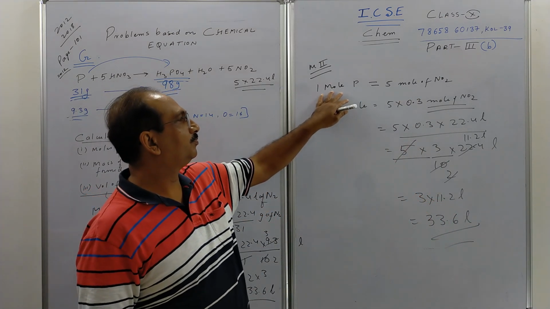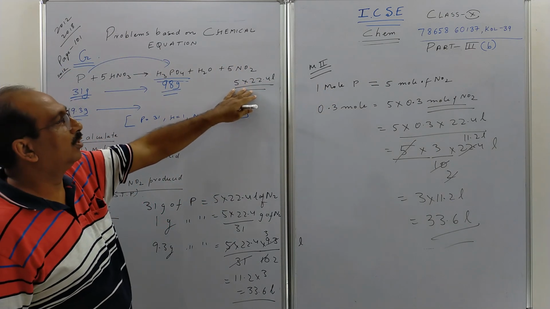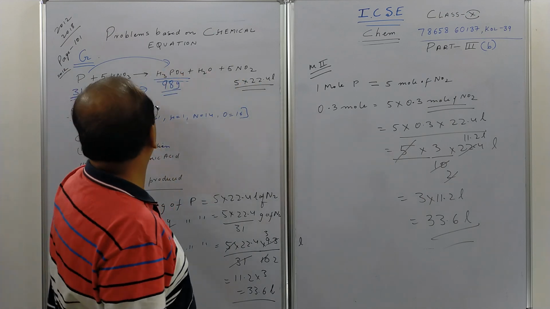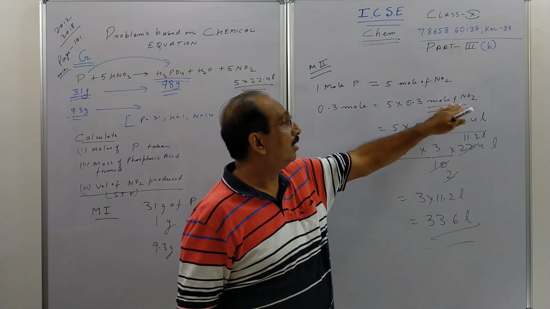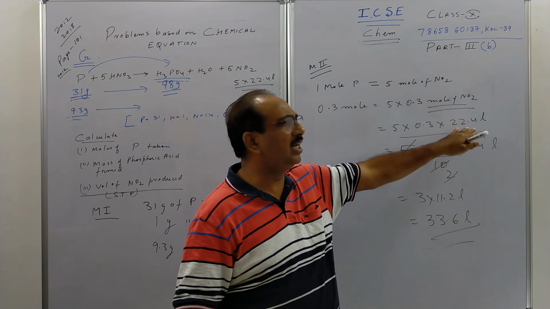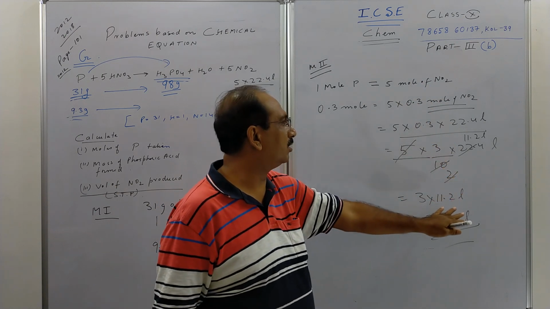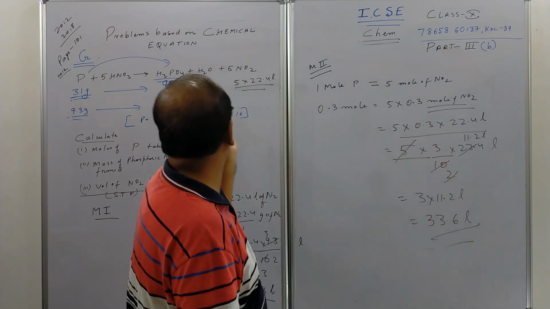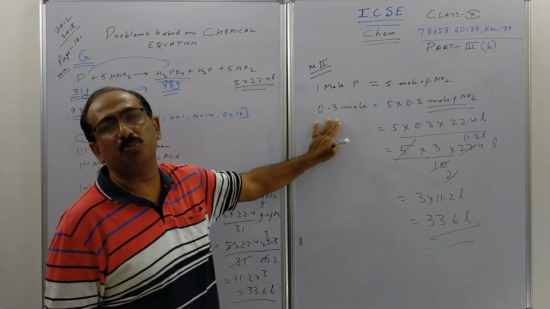1 mole of phosphorus gives 5 mole of NO2. 0.3 mole will give 5 into 0.3 mole. But here 1 mole of nitrogen dioxide or any gas is 22.4 liter. So this side we take volume, children. Okay, 0.3 mole we have got. We don't write 0.3 again because in part 1 we have already got this is 0.3 mole.